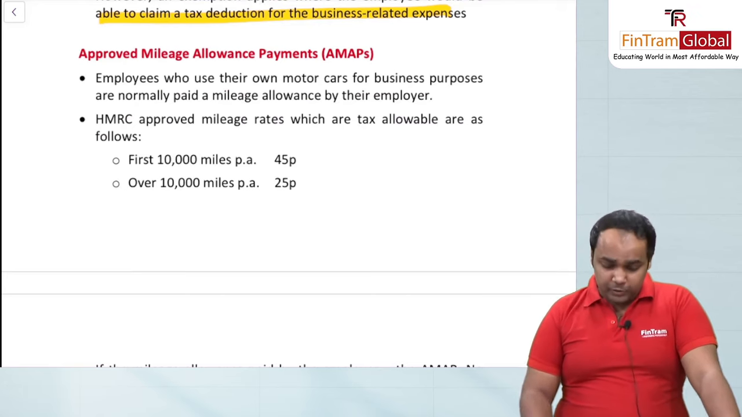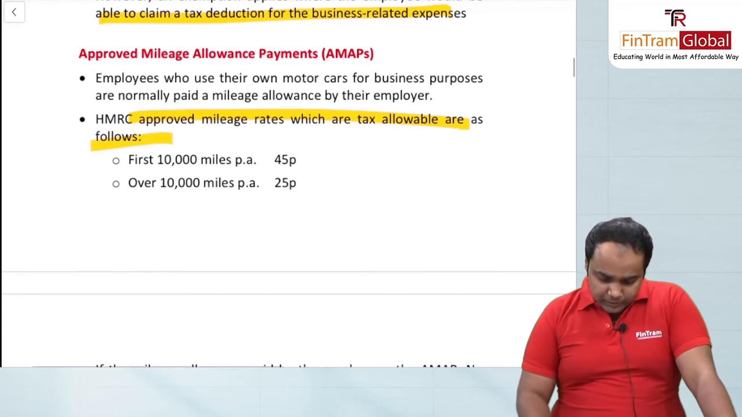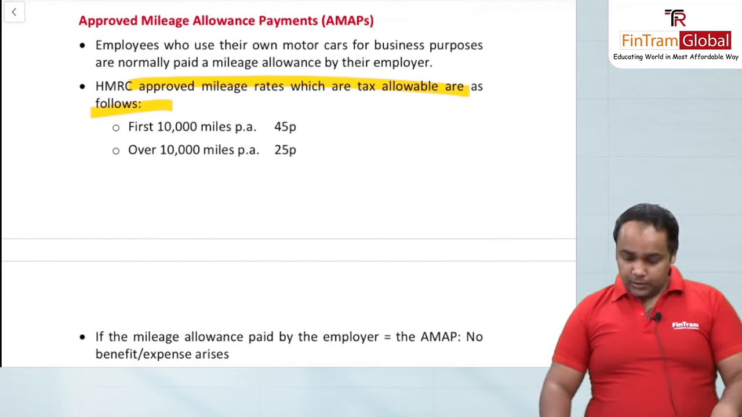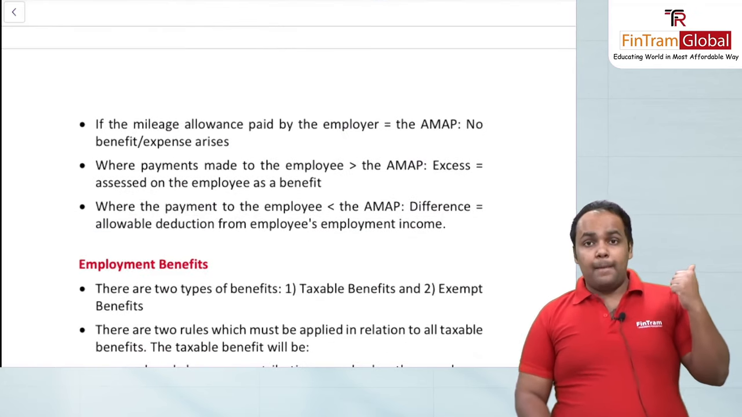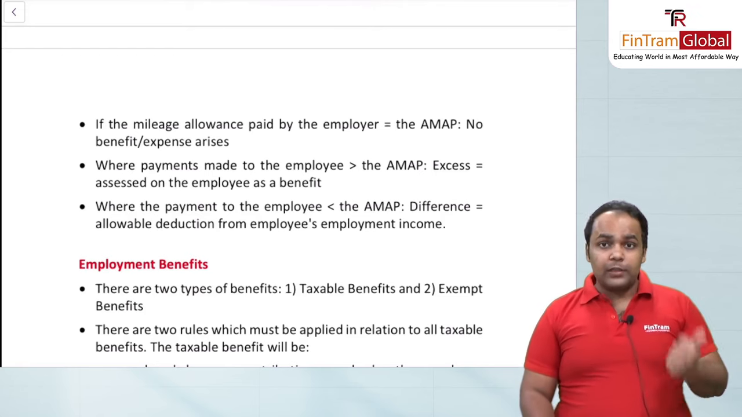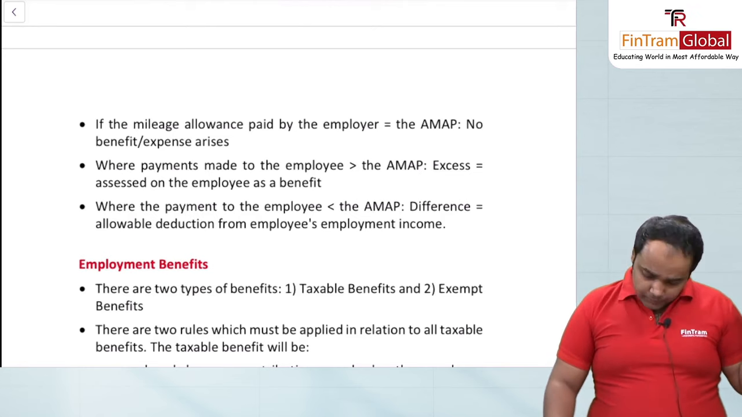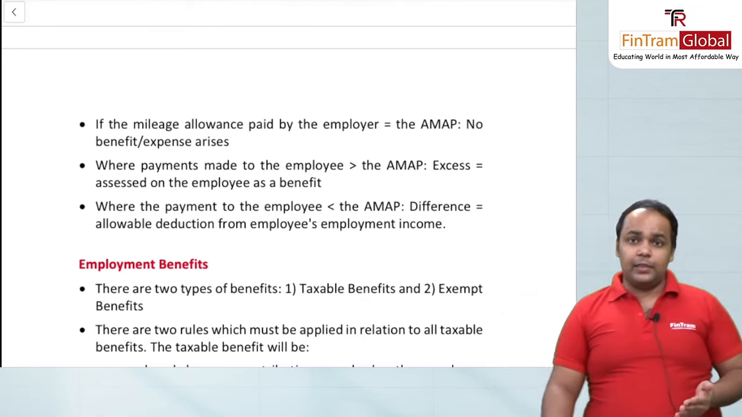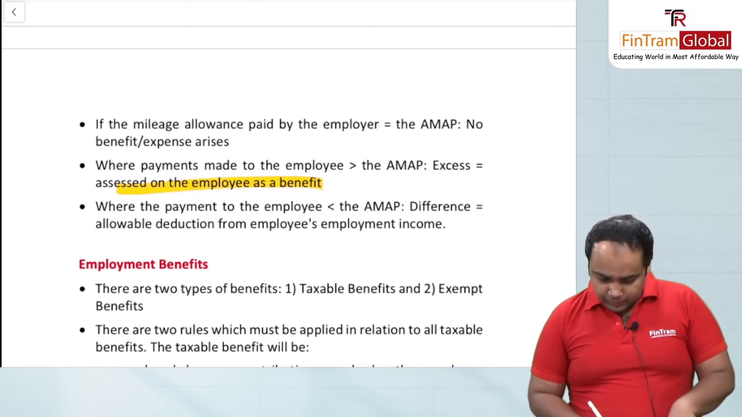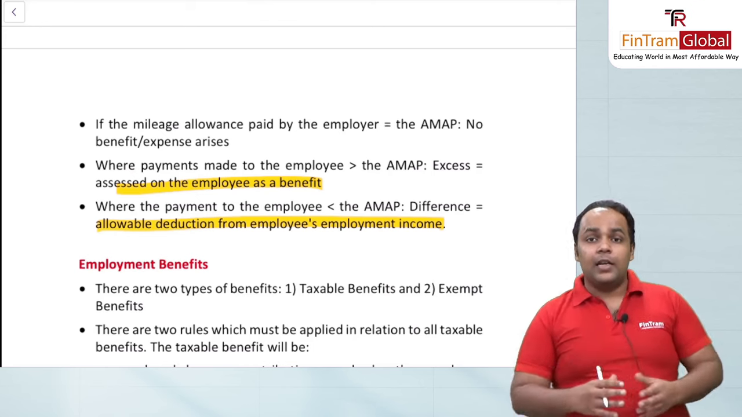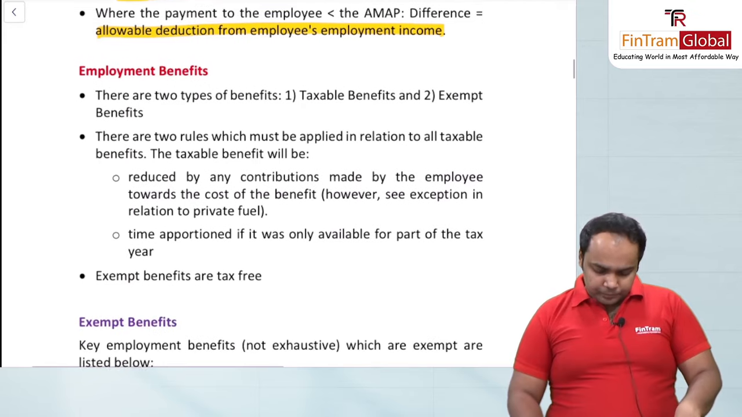Approved mileage allowance payments, remember this is regarding use of a motor car for business purposes, and HMRC has approved mileage allowances, which are given to you in the examination. If the payments made by the employer are more than the allowed payments, there is a taxable benefit for the employee and taxed as their income. If they are less than the approved mileage payment, then the difference is allowed as a further deduction from the employment income. So it's important to remember that.